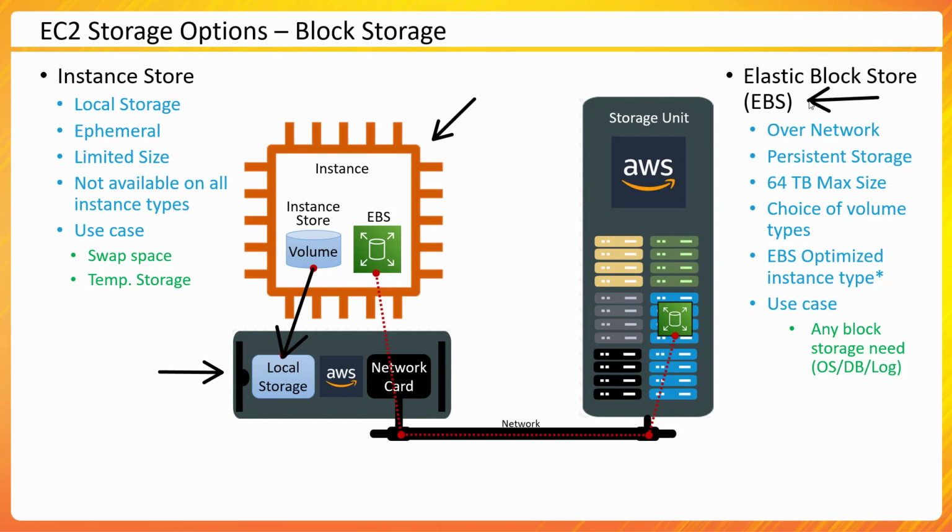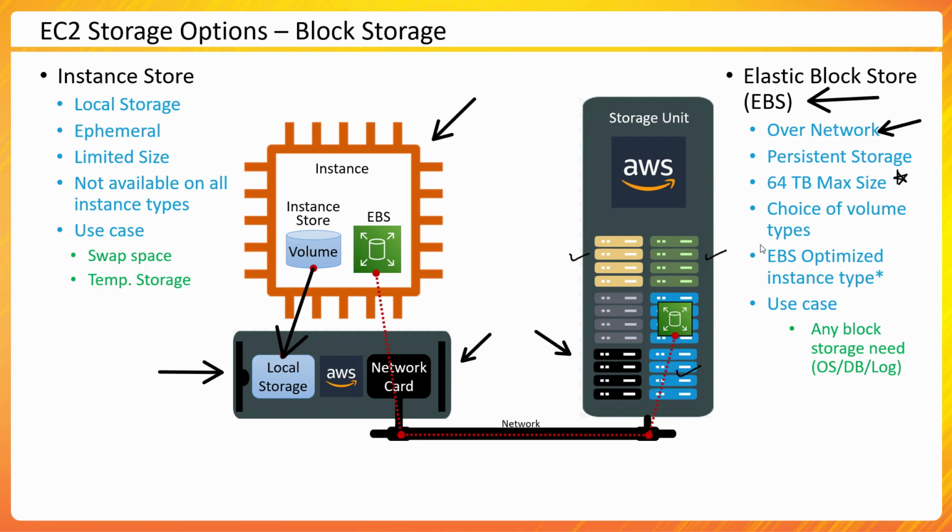On the other hand, elastic block store or EBS is provisioned over network. You could see this system and this system are communicating over a network. Persistent storage, permanently available. 64 TB max size. This depends on the different volume types. We'll discuss them. And it gives you a choice of volume. Like if you see here, this is a different type of volume, this is a different one, this is a different one. I could decide what specific type of volume I want to use.